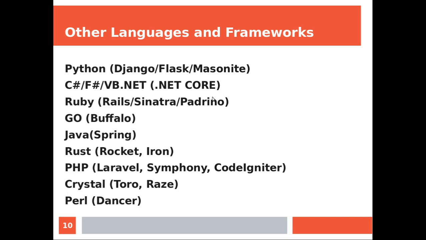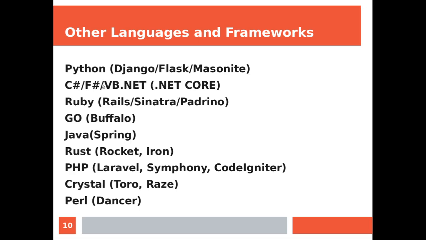But every language generally has some sort of web framework for you to do all that stuff that I was just talking about. So if you're in the Python world, you have Django, which is probably the most popular, and it's batteries included. When I say batteries included, it means it has all the stuff you need: authentication, session, templating, all that stuff. Flask is more minimalist, kind of like Express. Masonite's sort of a new hot framework on the scene.